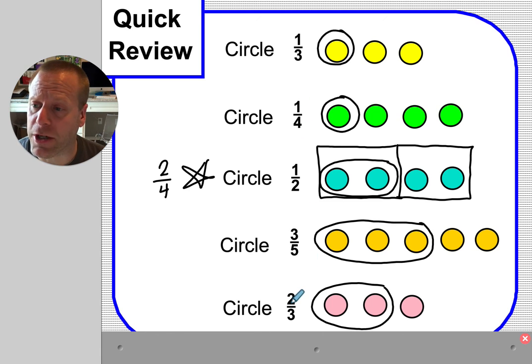Just reviewing fractions of a whole is what we've already done. Now we're looking at fractions of a group. Right? So a little bit old and maybe a little bit new.